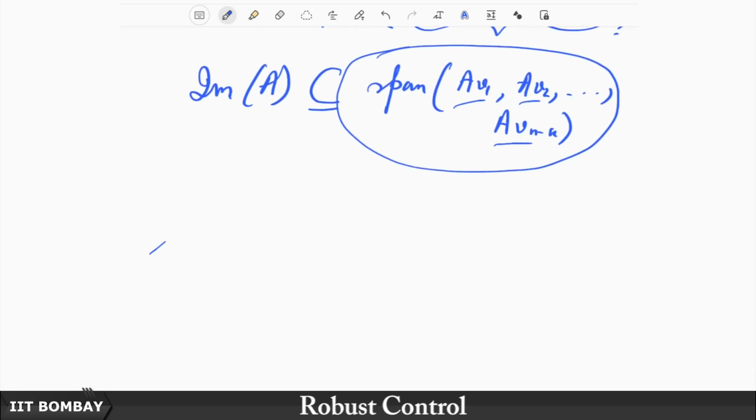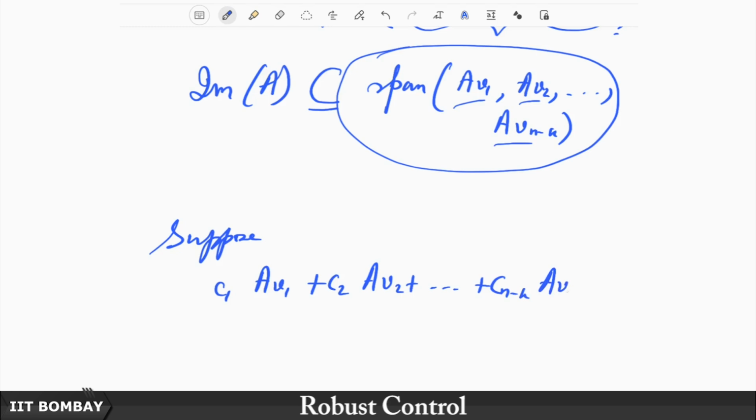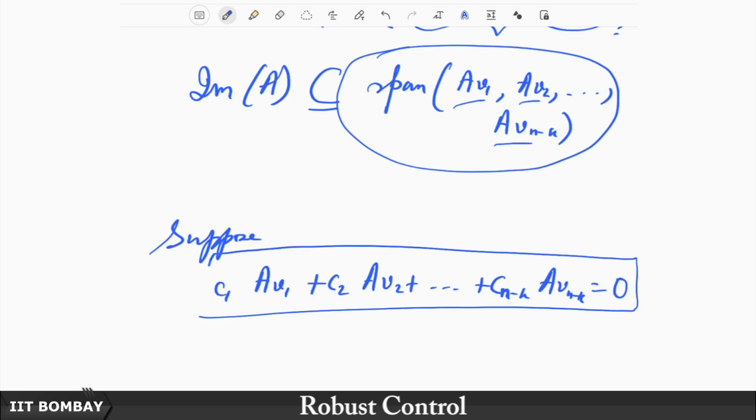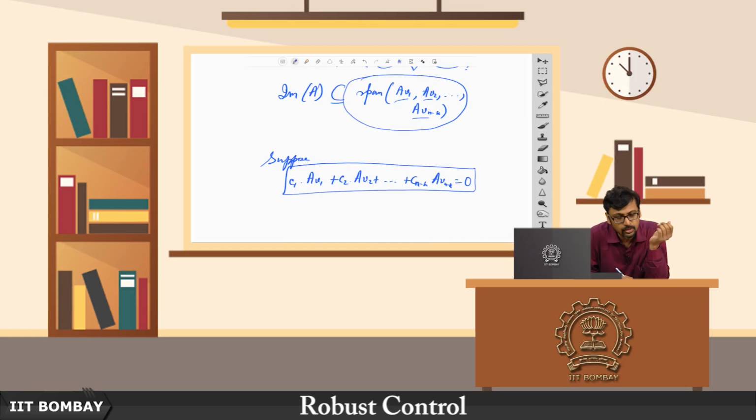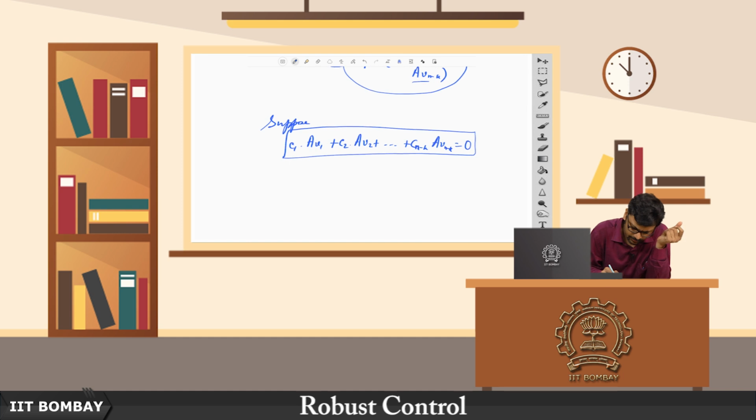So now suppose c1 Av1 plus c2 Av2 plus till c(n minus k) Av(n minus k) is equal to 0. Now if I want to show that this is linearly independent, then I will have to show that the only way that this can hold is when each and every one of these c's, these scalars, is equal to 0.